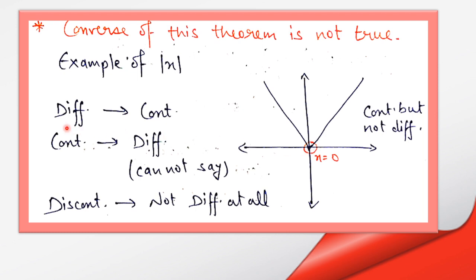So students, when a function is differentiable, then definitely it is continuous. When a function is continuous, it does not mean it is differentiable every time. Example is there in front of you. And if a function is discontinuous, then definitely it is not differentiable at all.